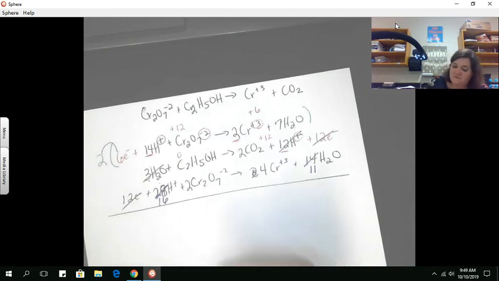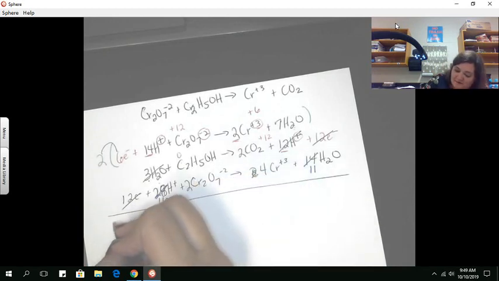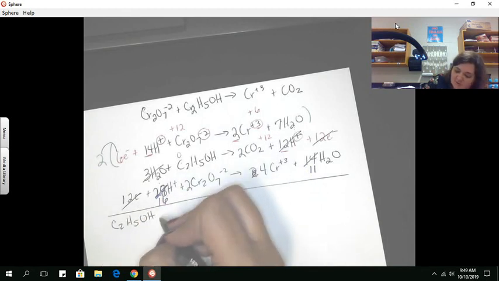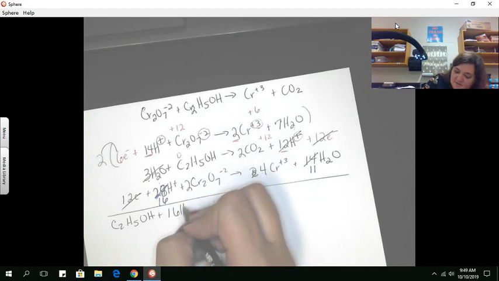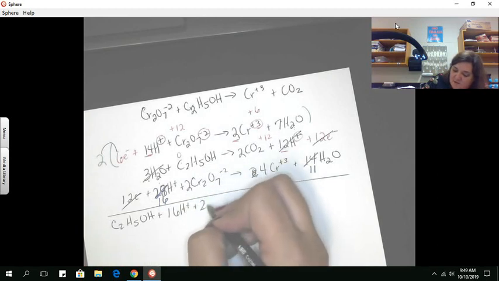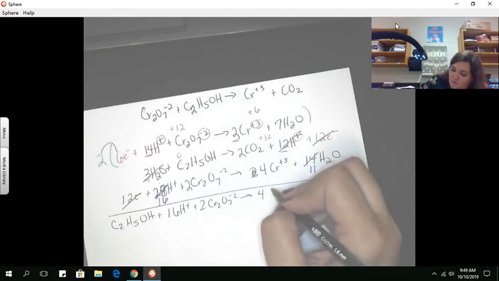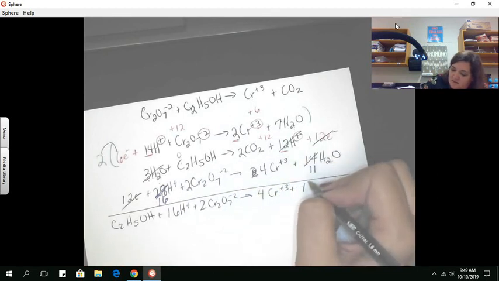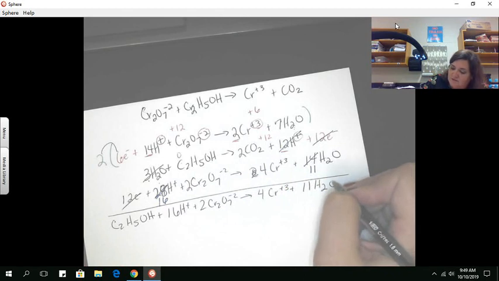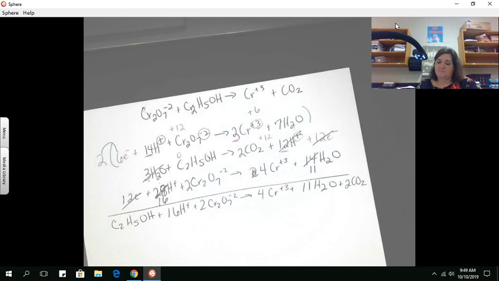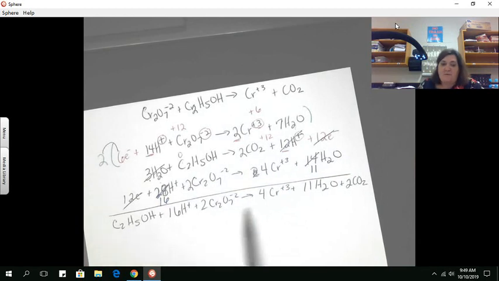So let's rewrite that answer. So we would have C2H5OH plus 16 hydrogen ions plus 2 dichromate ions gives us 4 chromium plus 3 ions and 11 waters and 2 carbon dioxides. Alright, so that's balancing in an acidic solution.